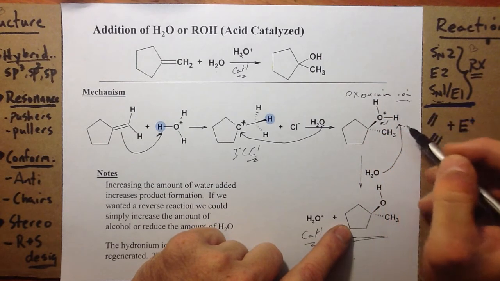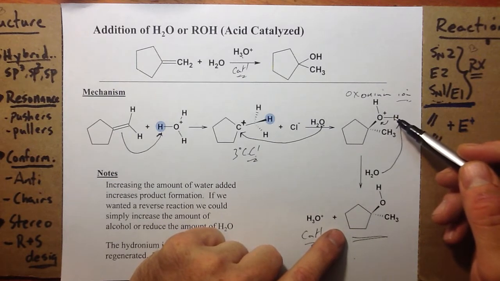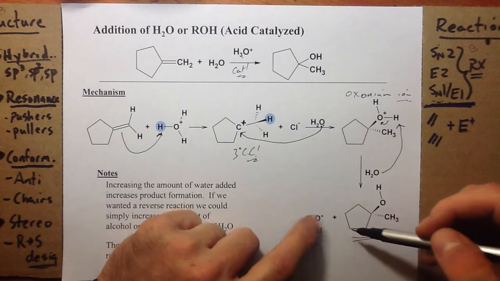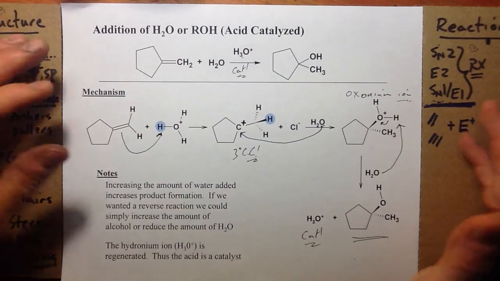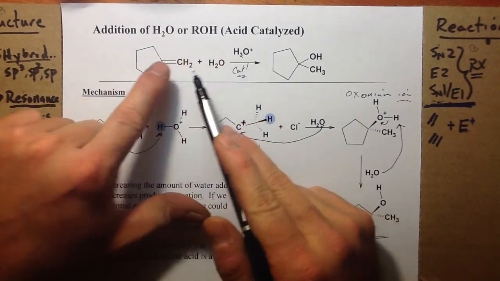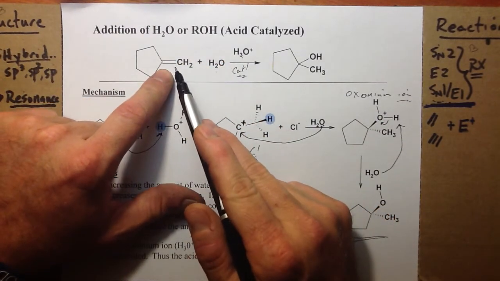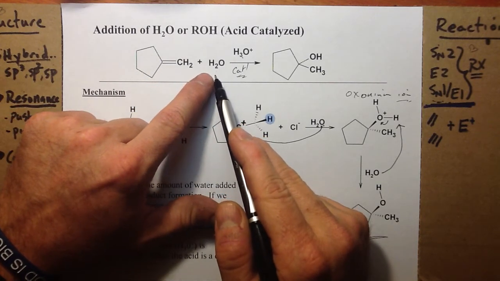And our last step is going to be transformation of the oxonium ion to a hydronium ion and our final product. Some notes. So there you go. This is our small variation on acid addition across a pi bond. Well, what did we do to change it? We just had some excess water.